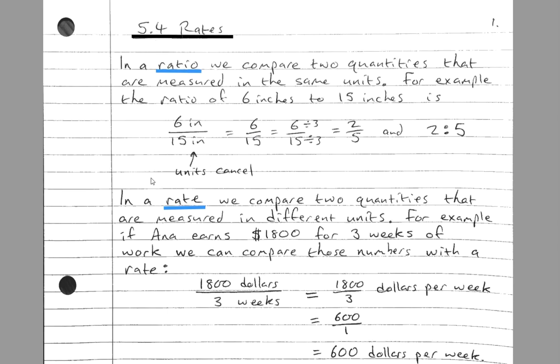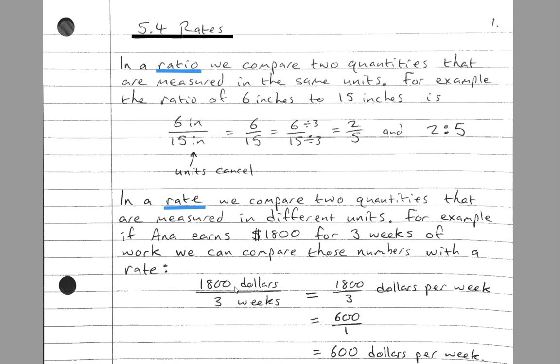In this section, we look at rates. So what is a rate? Well, the difference is in a rate, we're comparing two quantities that are measured in different units. For example, if Anna earns $1,800 for 3 weeks of work, we can compare these two numbers with a rate.